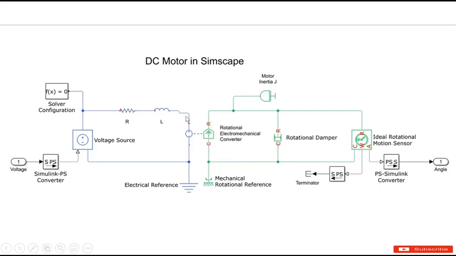You can see the connecting blocks are used to connect both the domains. Whenever you connect two different domains, you need to always use converters. In this case there is a rotational electromechanical converter. This is how it looks when you model a DC motor in Simscape. For the hands-on experiment of actually modeling it in MATLAB, and how I model this DC motor and connect the different physical components and so on, you need to search for part 2 of this video.